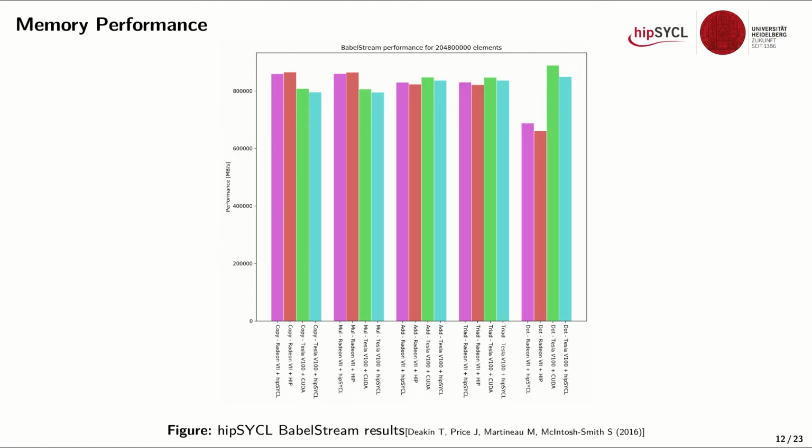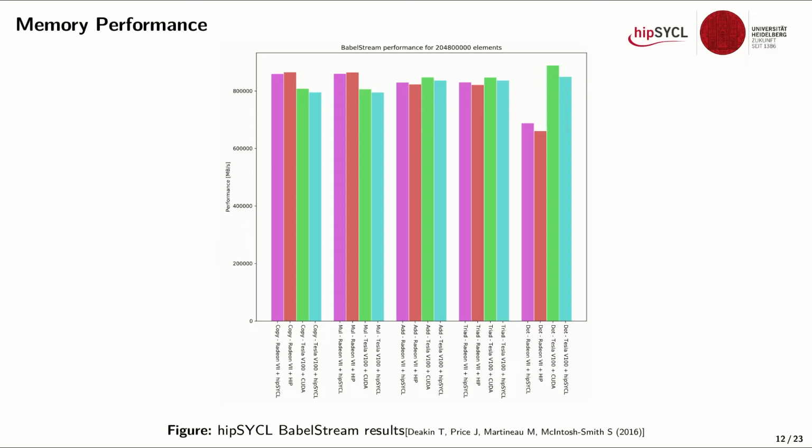Now, what is the performance that we achieve with this approach? Let's first look at memory performance using Babel Stream, which is an implementation of Stream for many programming models, in particular SYCL, CUDA, and hip. In this test, I have done runs using Babel Stream with hipSYCL on a Radeon 7, with hip on a Radeon 7, with CUDA on a Tesla V100, and with hipSYCL on a Tesla V100. And as you can see, the performance is pretty much on par for all tested benchmarks: copy, multiplication, addition, triad, and dot product.